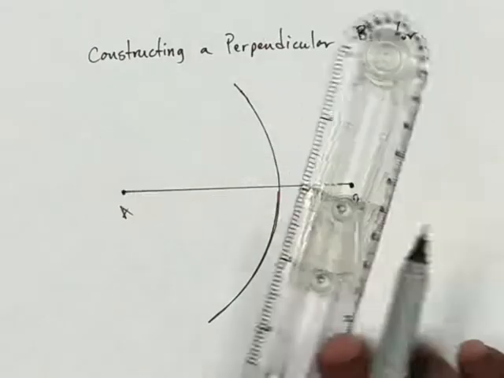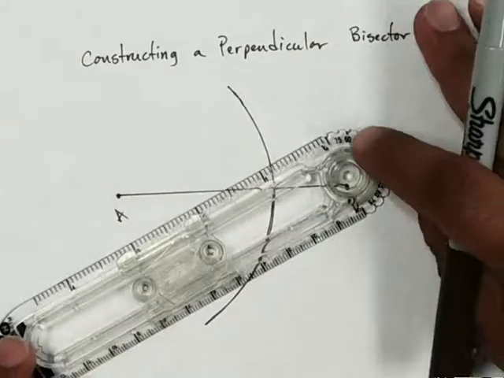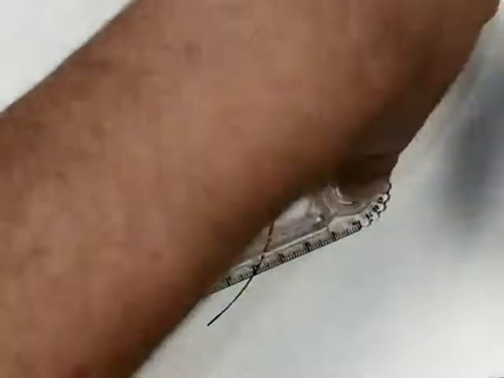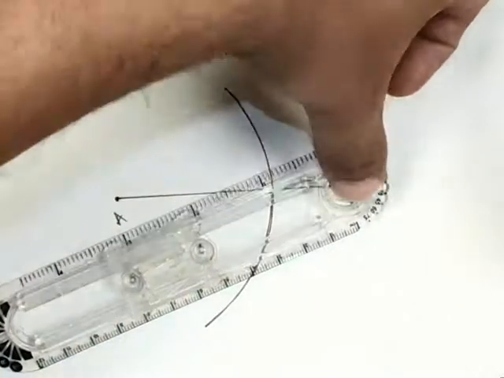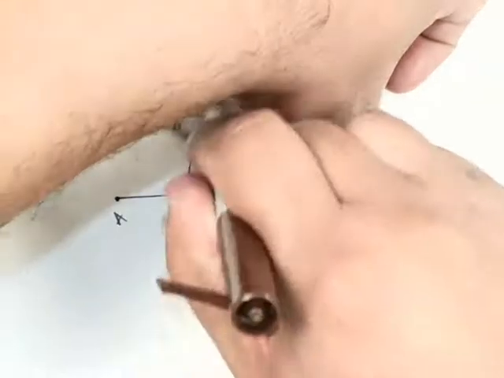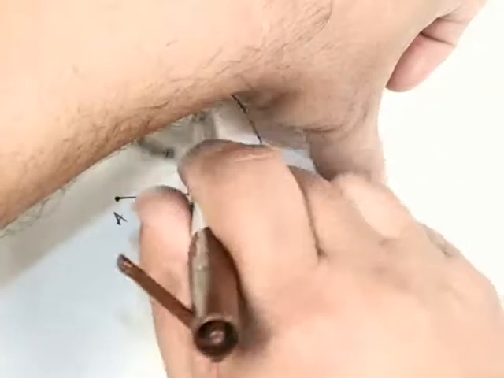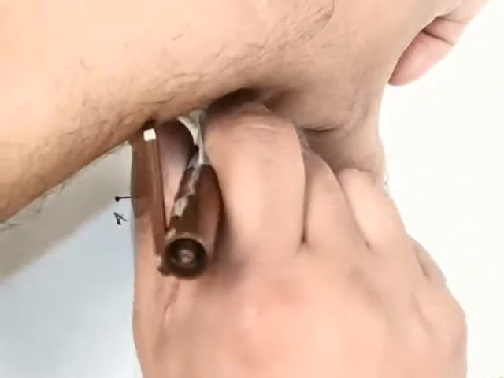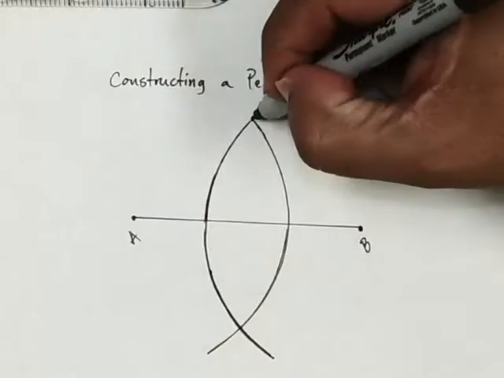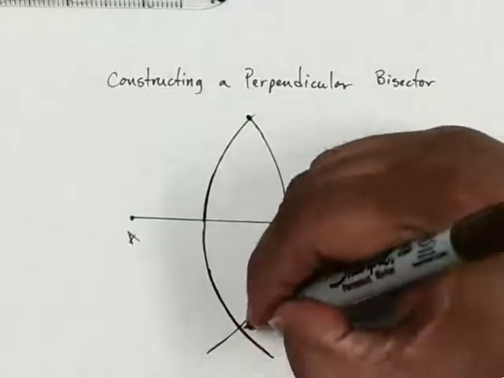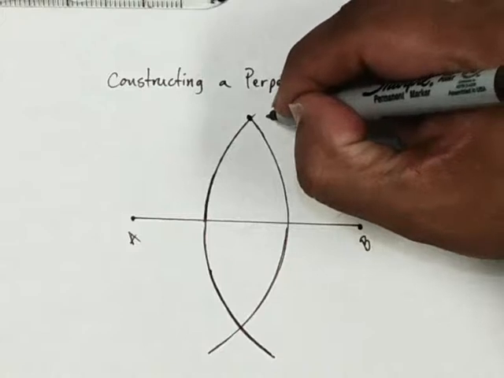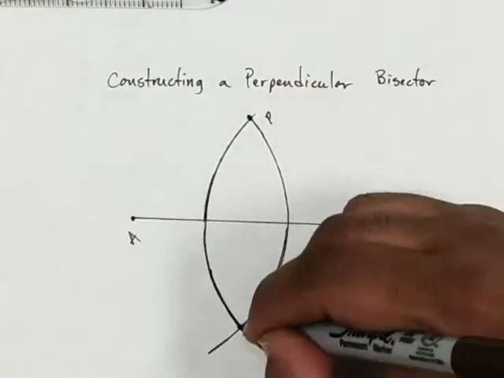What I'm going to do is rotate this now without changing the compass settings. I'm going to go back to B and do the same thing. And I want those two arcs to intersect. My pen works. Okay, so I've created this point up here. We'll call that, let's call it P. We'll call this one Q.